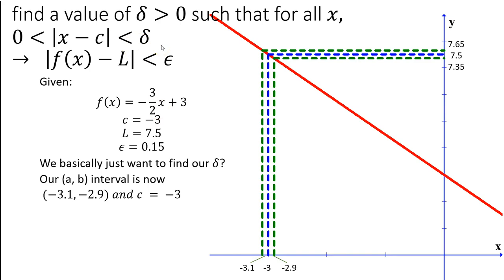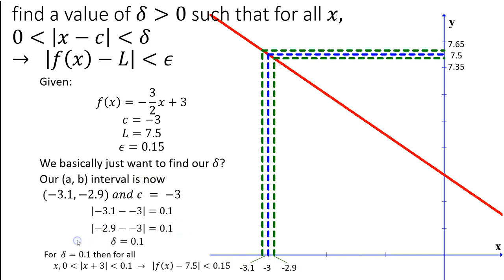And the way we found a delta, we found first the absolute value of the difference between A and C. So this was negative 3.1 minus negative 3, which is 0.1. And then we found the absolute value of the difference between B and C, which is again 0.1. So delta equals 0.1. And again, we finish off with our statement: for delta equals 0.1, then for all x, 0 is less than the absolute value of x plus 3. Notice this is x plus 3, not minus 3, because c is negative in this case, is less than 0.1, implies that the absolute value of f of x minus 7.5, or f of x minus L, is less than epsilon.